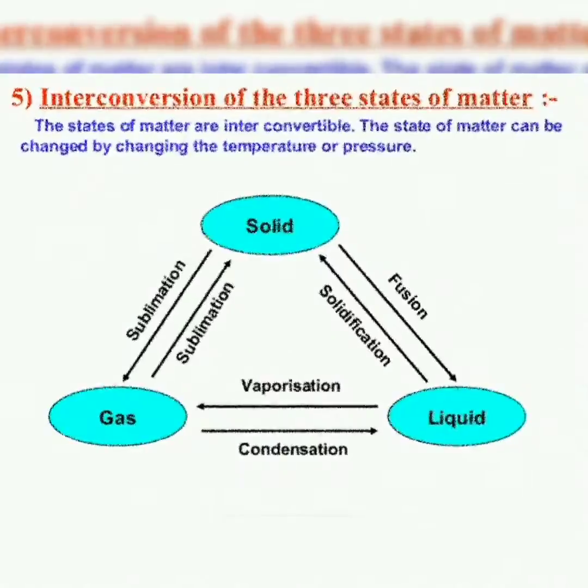Next one is interconversion of the three states of matter. The states of matter are interconvertible. The state of matter can be changed by changing the temperature or pressure. If solid changes into gas, the process is known as sublimation. If gas changes into solid, this process is known as sublimation again. If solid changes into liquid, this process is known as fusion. If liquid changes into solid, this is called solidification. If gas changes into liquid, this is called condensation. If liquid changes into gas, this is called vaporization.